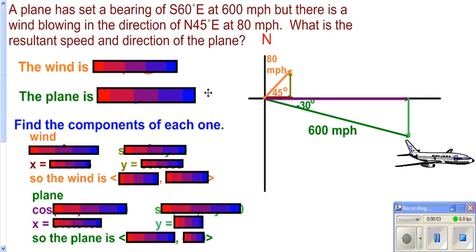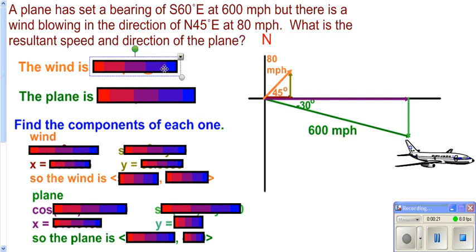Okay, here we have a plane flying in a certain direction at 600 miles an hour. And then we have a wind blowing in a different direction at 80 miles an hour. What is the resultant speed? Because your wind is going to have an effect on your plane.